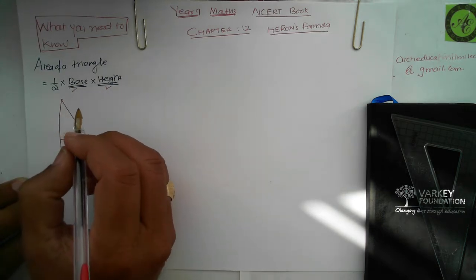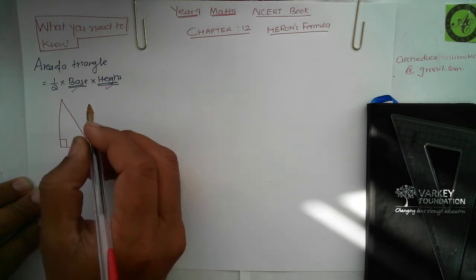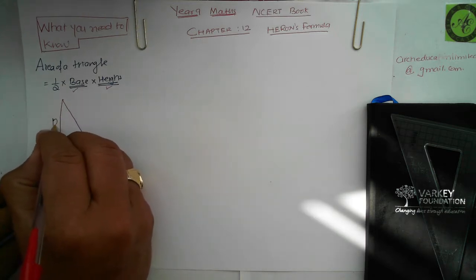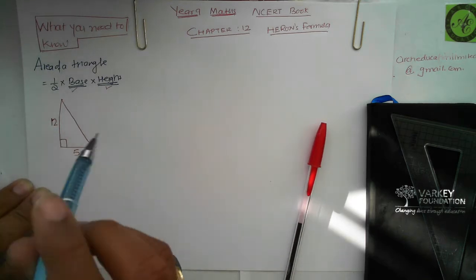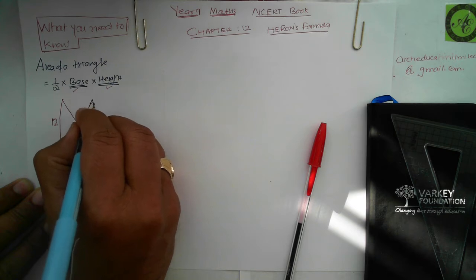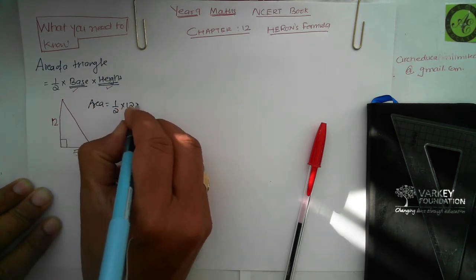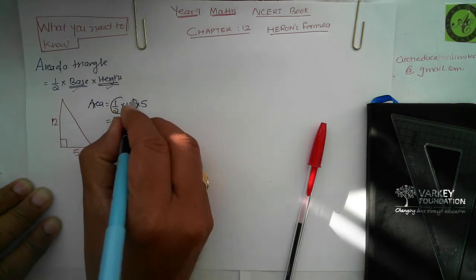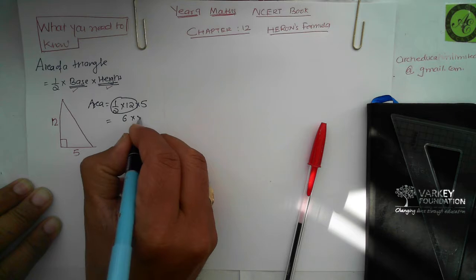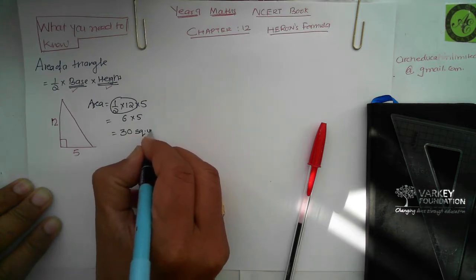Just picking numbers at random, let us say I pick 12 as this side and 5 as this side. So how would you find the area? It will be half times 12 times 5. Half of 12 is 6, times 5 gives 30, and I generally write square units.